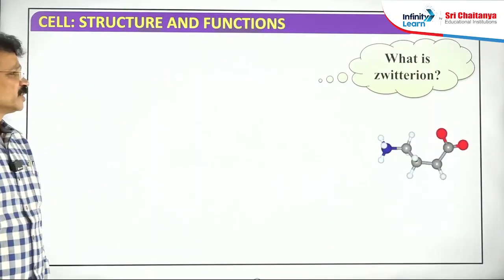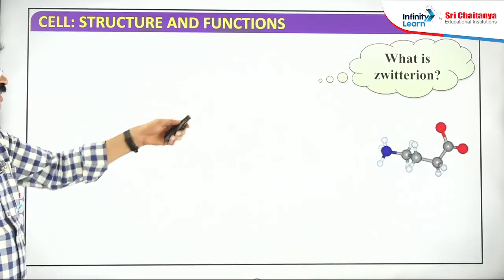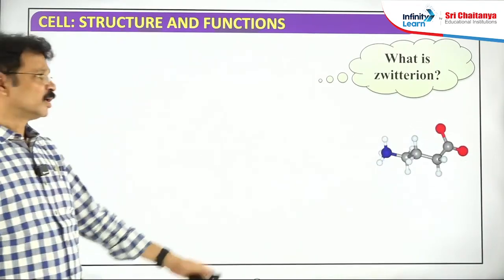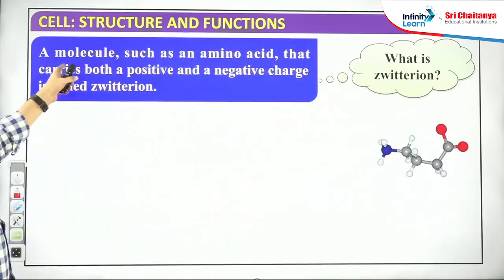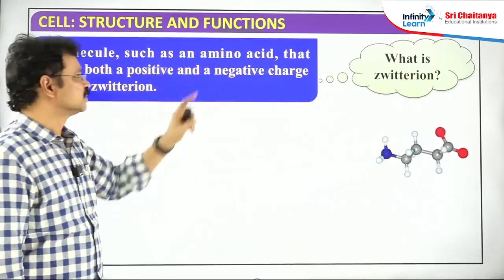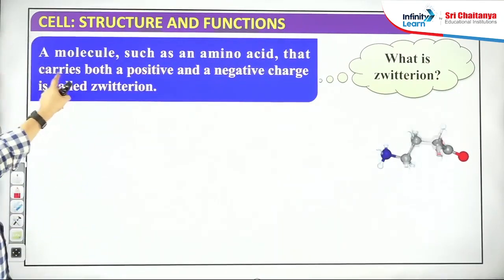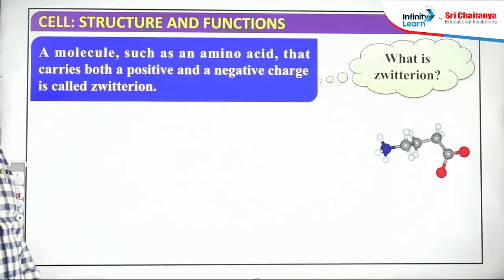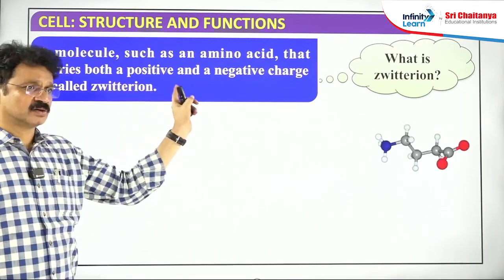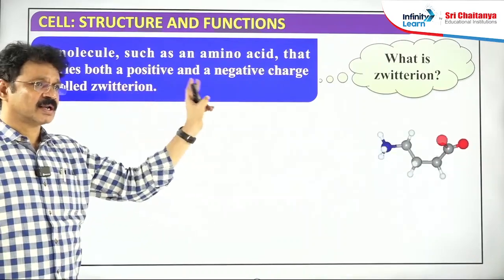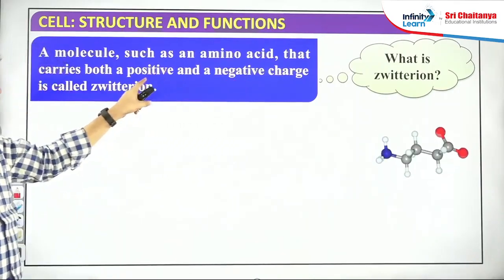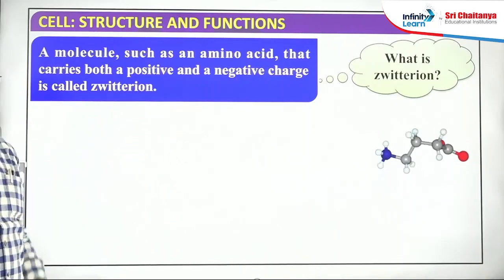Next one, another specific or unique property of amino acids is the zwitterionic form. Do you know about the zwitterion? Definition of the zwitterion: a molecule, like an amino acid, that carries both positive charge and negative charge. Generally, a molecule possesses either positive or negative, either cationic form or anionic form. But in zwitterions, both the charges are found at a time in a single amino acid.